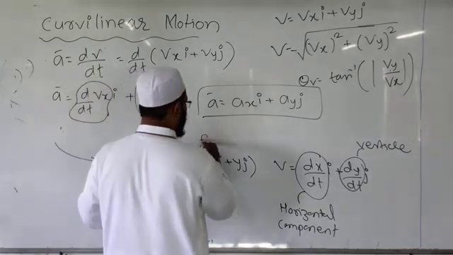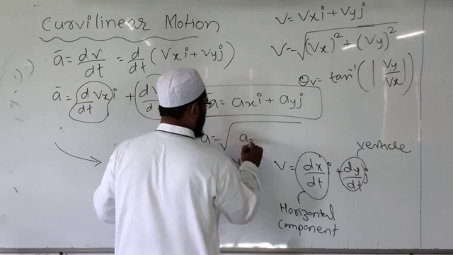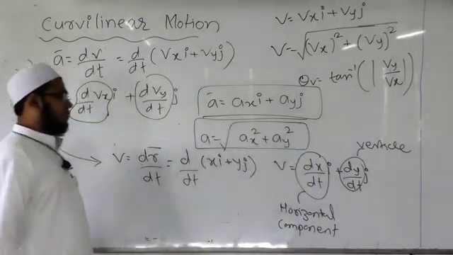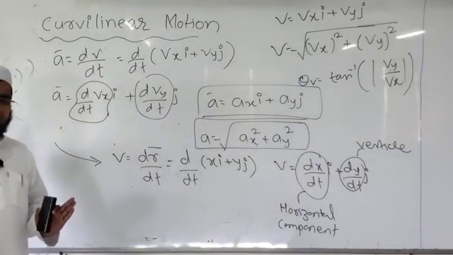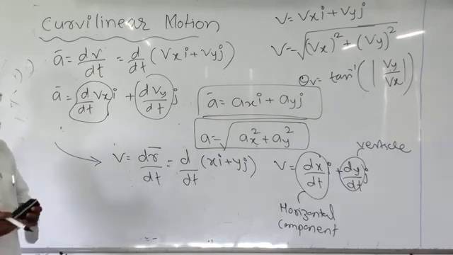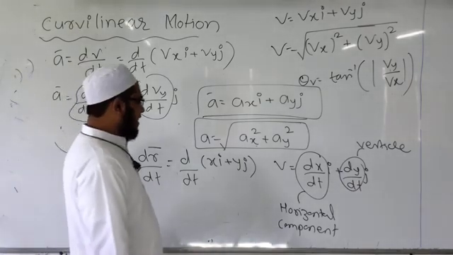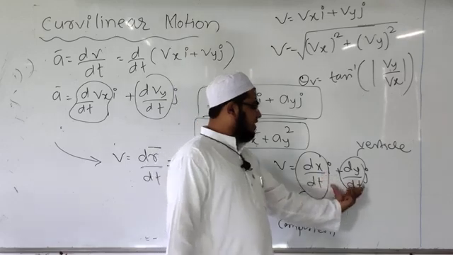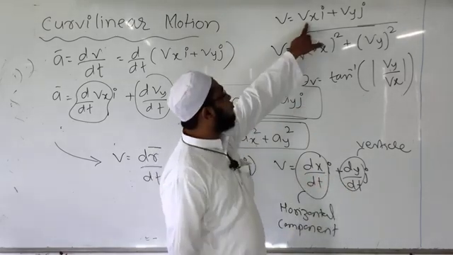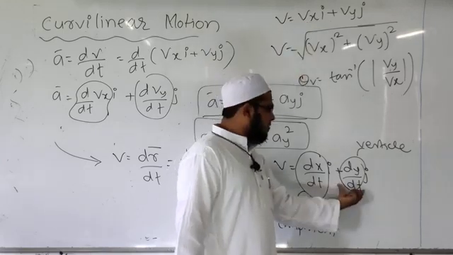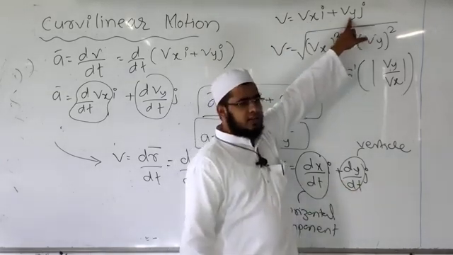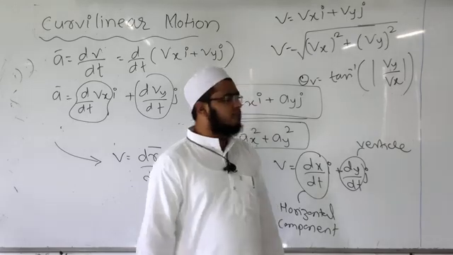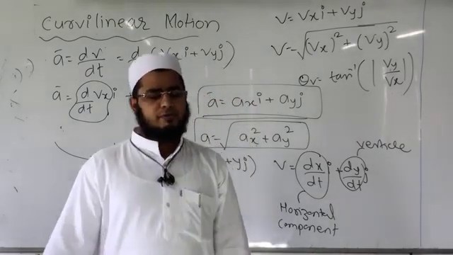If I require the total magnitude of the acceleration a, then we know that a equals root of ax square plus ay square. This is the formula. So, in brief, in the rectangular coordinate system, velocity v is given by v equal to dx by dt i plus dy by dt j, where dx by dt is the horizontal component of velocity and dy by dt is the vertical component of the velocity. If magnitude is required, v equals under root of vx square plus vy square. If direction is required, theta v is equal to tan inverse of vy by vx, it must be mod.